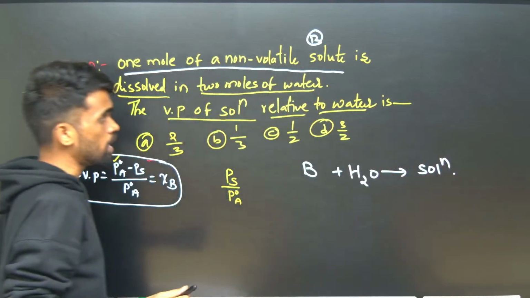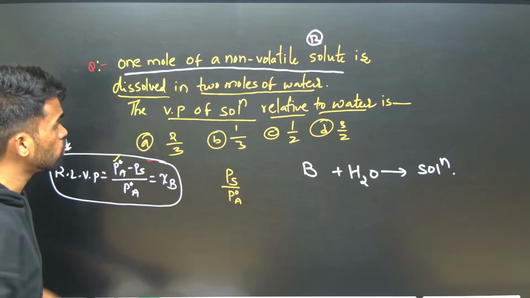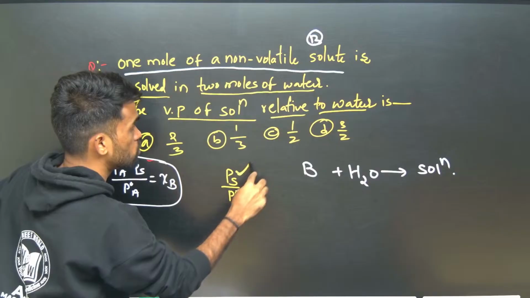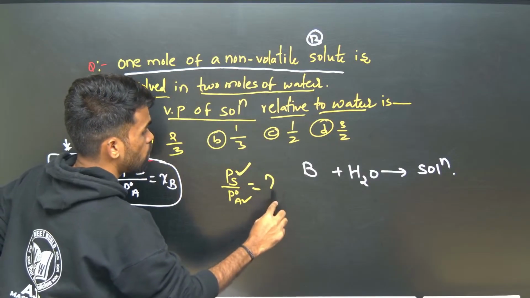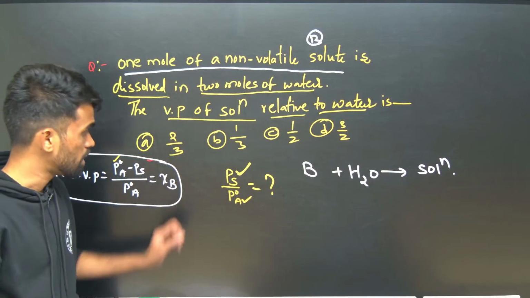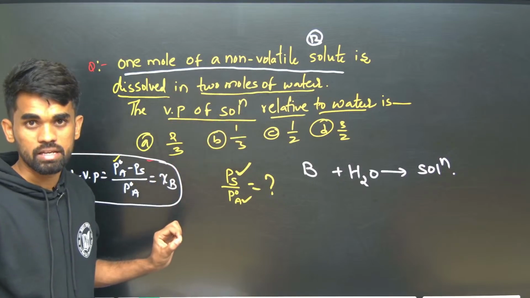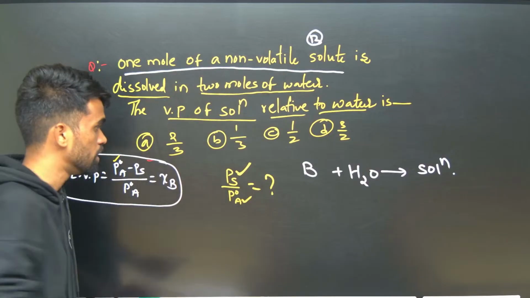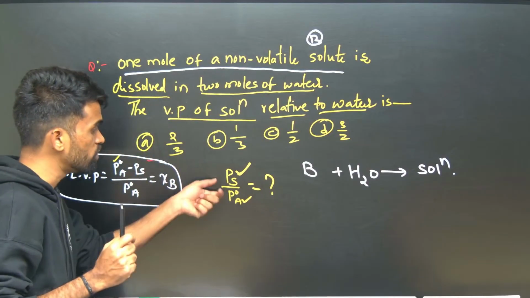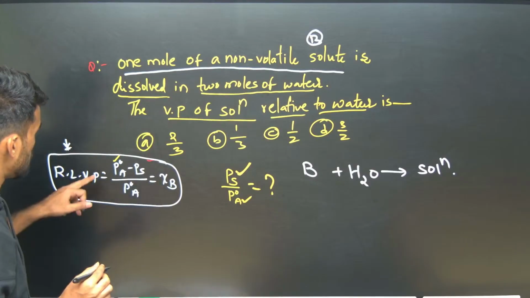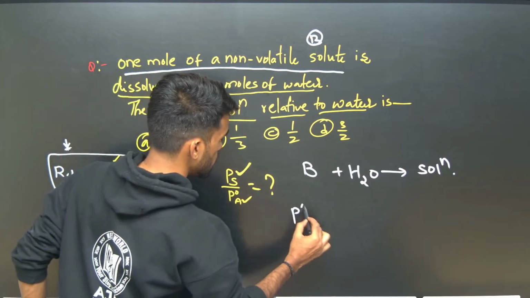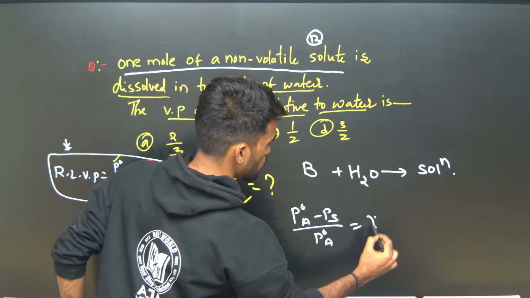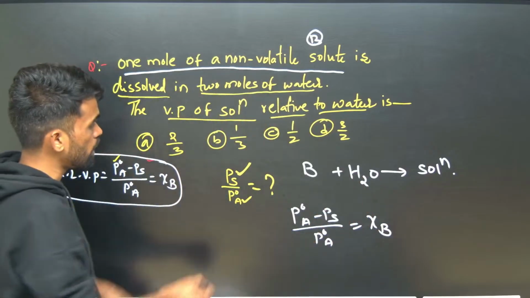So what is the relative vapor pressure of the solution? See, they are asking the vapor pressure of solution relative to water. So this is what they are asking. Try to understand the line they are asking us. They are not asking relative lowering of vapor pressure, they are not asking RLVP, they are asking this ratio. So how do we get this ratio? Just look at this. We have RLVP as (P naught A minus PS) by P naught A, which is equal to the mole fraction of B. So we require this term now.